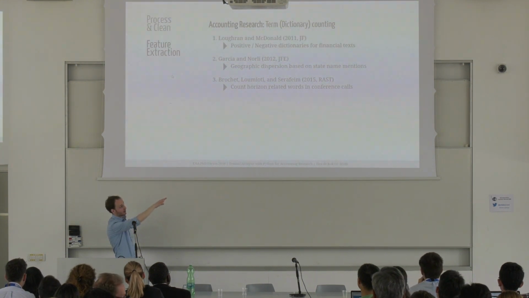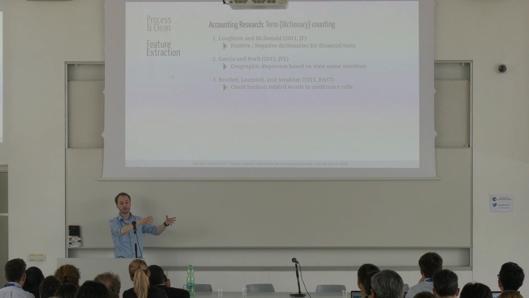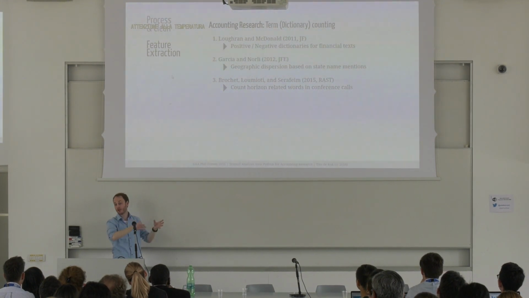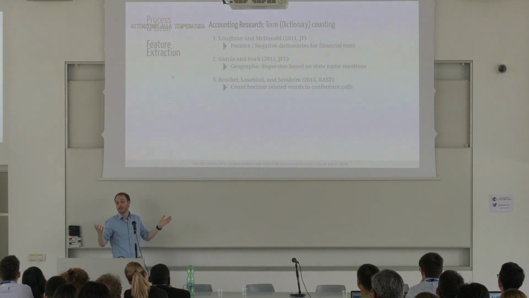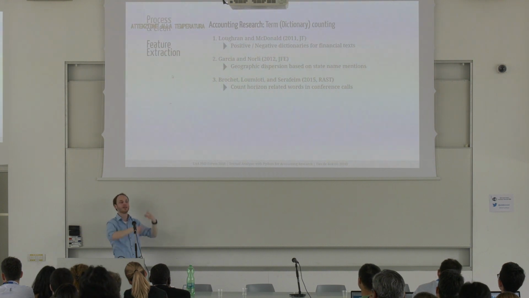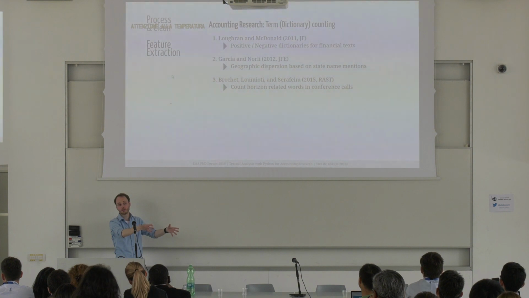Okay? Another paper that uses this technique is the Garcia and Norli JFE paper. Instead of looking at positive, negative, they look at state names. So they just have a list of all the US state names. They then count how many times this state name occurs, and then they kind of use that to create a measure for geographical dispersion. But the technique is very simple, right? Just of the list of state names, they count how many times that occurs, and then there's a variation as in how many different states are mentioned or how many times a particular state is mentioned, and then they use that to create a measure.